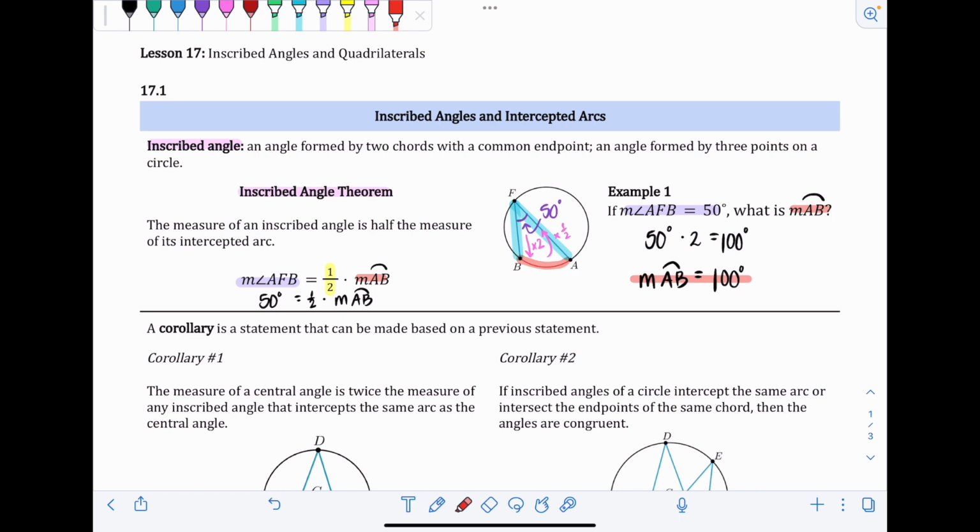Just to summarize, the theorem says the inscribed angle is half the measure of the arc. That also means the arc is double the angle. I'm going to add a note of that here: arc is double the angle. That way you can go both ways.